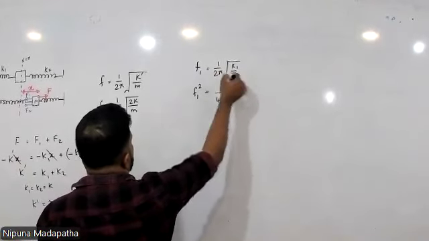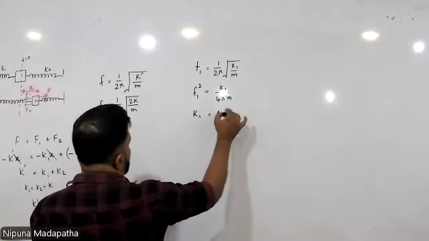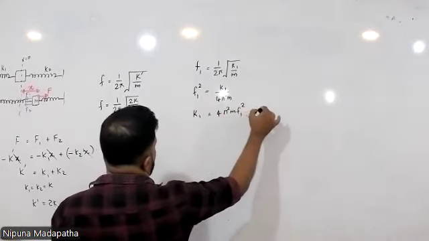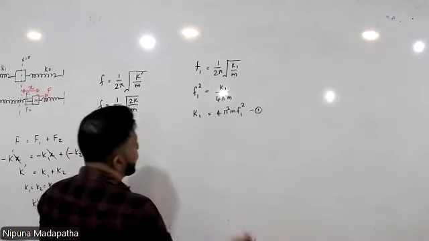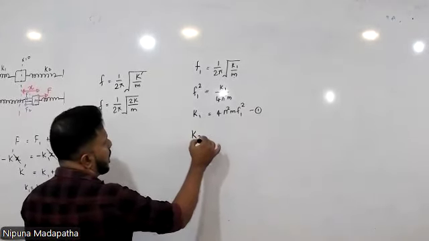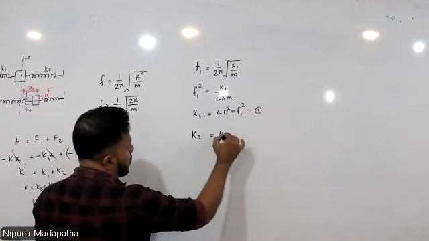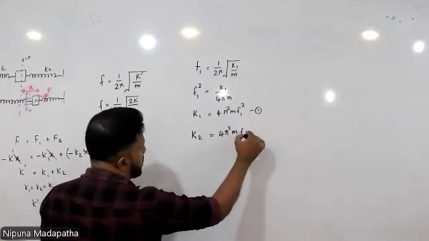So K1 is 4 pi squared M F1 squared. That is the first expression, for K1. Similarly, you can get an expression for K2 also. What is the expression for K2? 4 pi squared M is the same, and the frequency is F2.